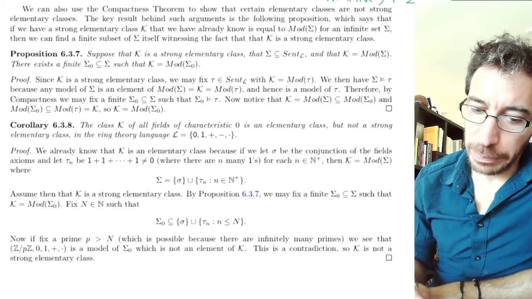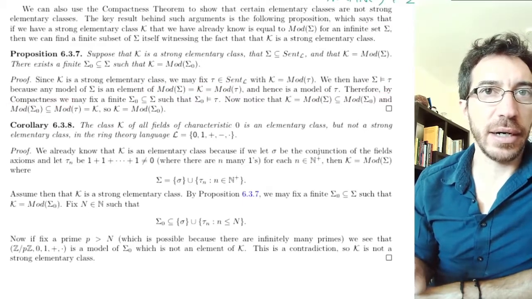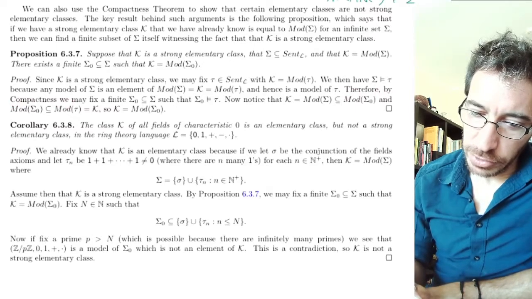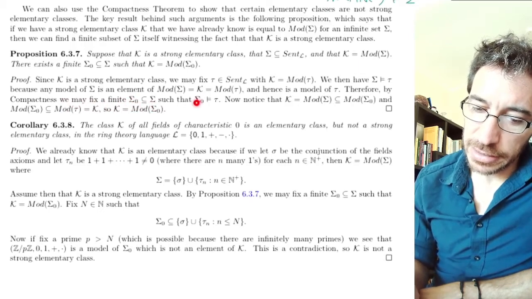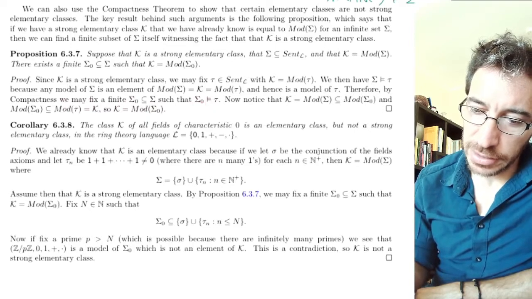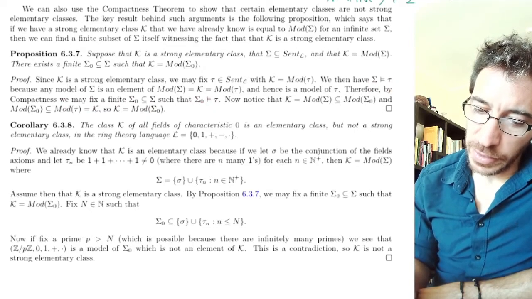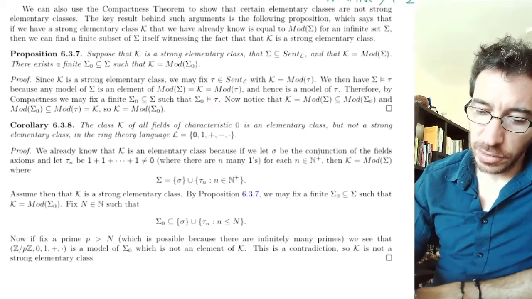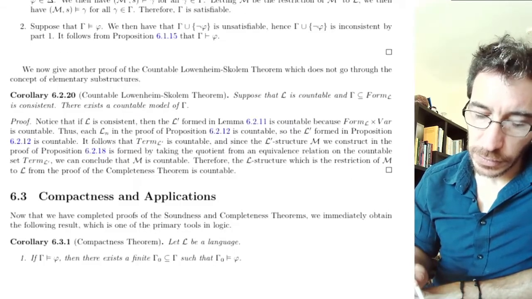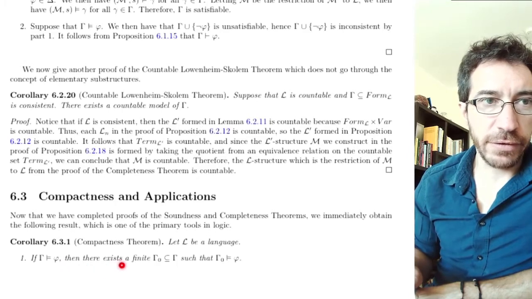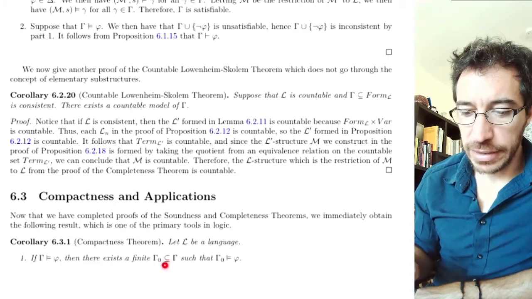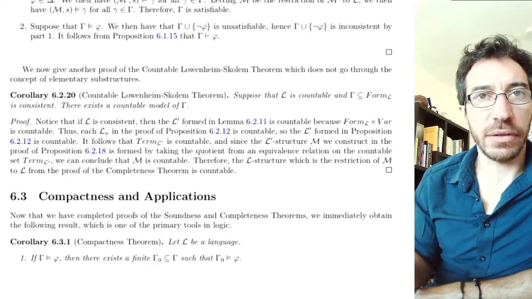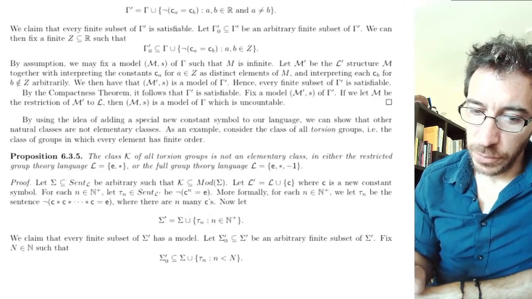Therefore, by compactness, okay, let's finish reading. We may fix a finite subset sigma 0 of sigma such that sigma 0 already implies tau. So we know that sigma implies tau, and now we're taking a finite subset that implies tau. We are using this form of compactness that says that if a whole set logically implies phi, then there has to be a finite subset that already logically implies phi. That was another version of compactness that we're using.